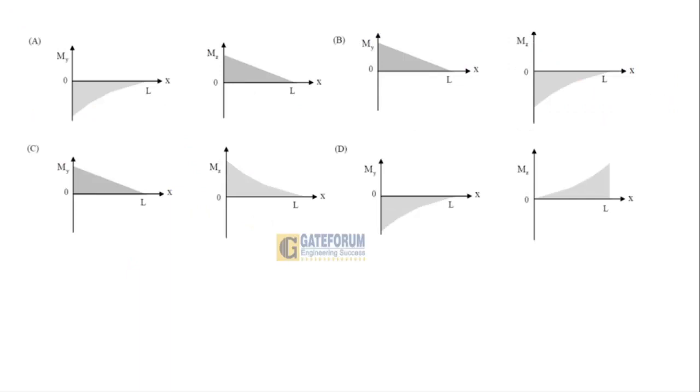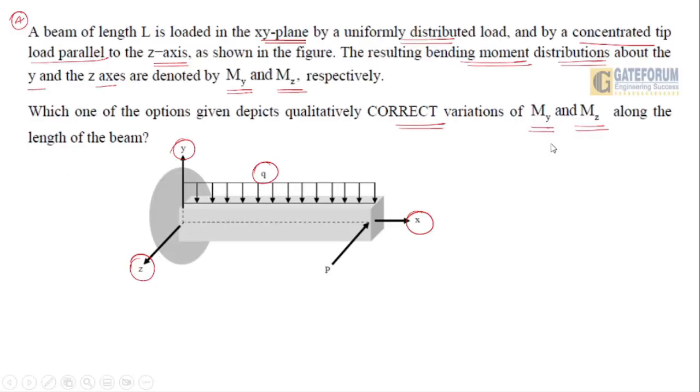So students, one thing you need to understand here is that it is asking you the correct variations of My and Mz, right? See, what is going to happen when there is a UDL producing bending moment diagrams about your Z direction? What happens to the diagram? You will have such a case where, for a uniformly distributed load, a parabolic path with a negative value, and this is Mz, or you can take it as Mz.